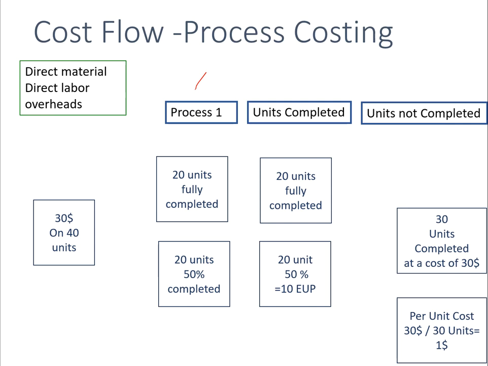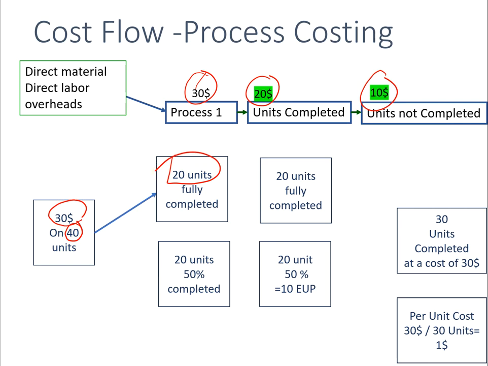I am just assuming that we incurred direct material, labor cost, and overheads. The total is $30, and in that, units completed worth is $20, and not completed is $10. So how did we calculate this? Another assumption we are making: this $30 I spent on 40 units. Out of these 40 units, 20 units are fully completed, and another 20 units are just 50% completed only.